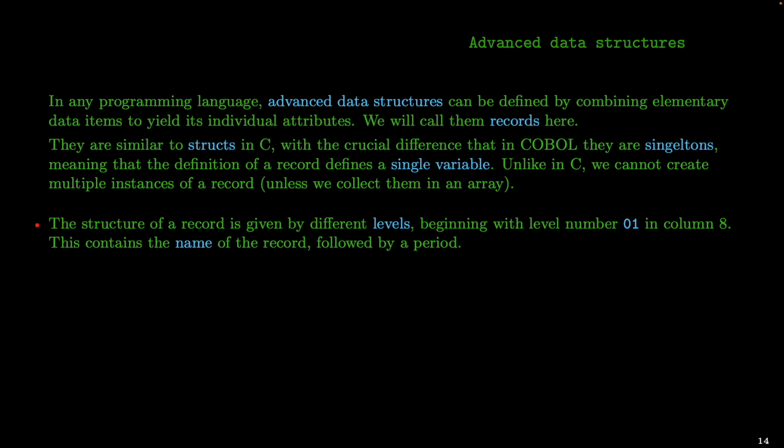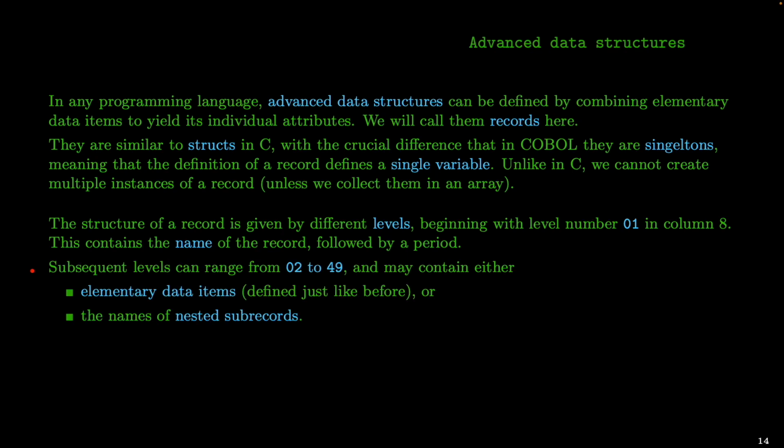The structure of a record is given by different levels, where we begin on the top level 01 in column 8, just like we did with the elementary data items. And this entry just contains the name of the record followed by a period. So there's no data defined on this line. It's just the name of the record.